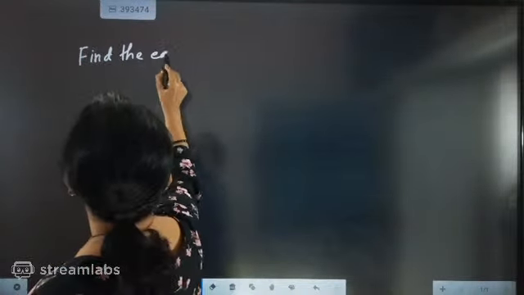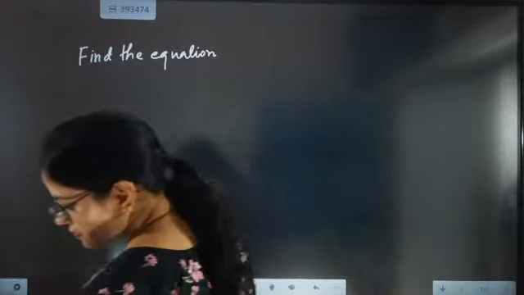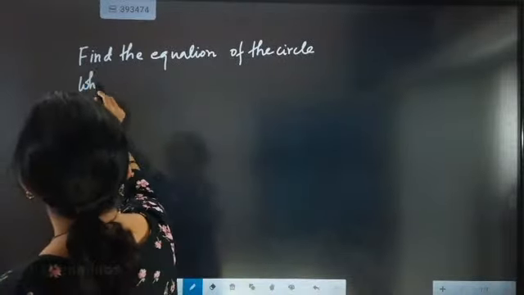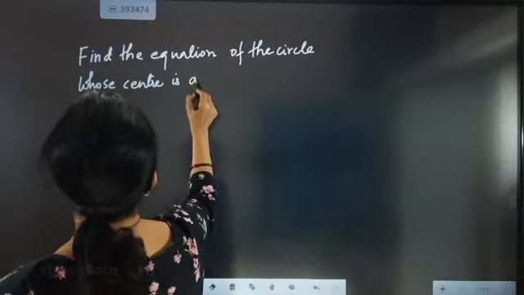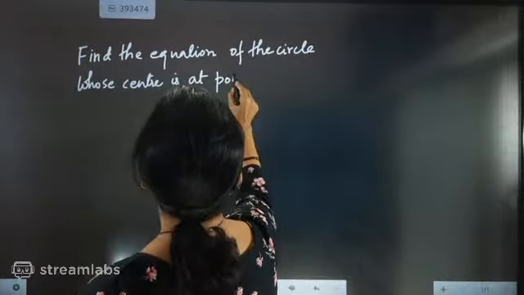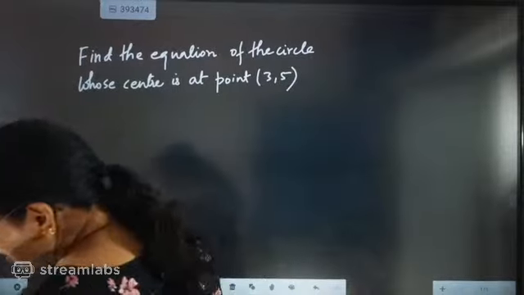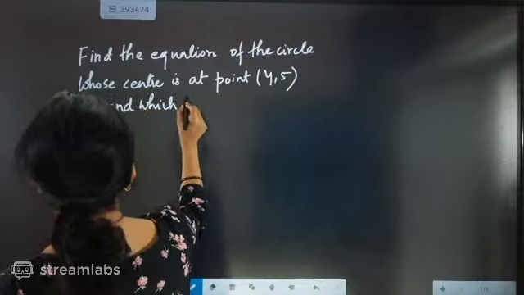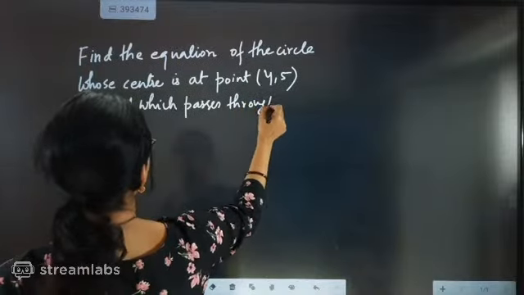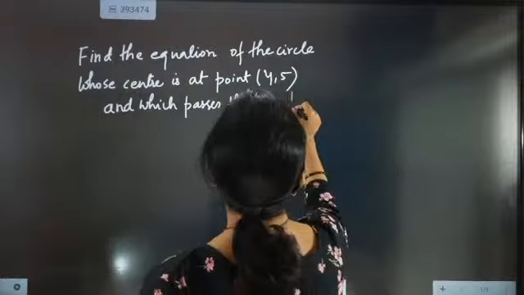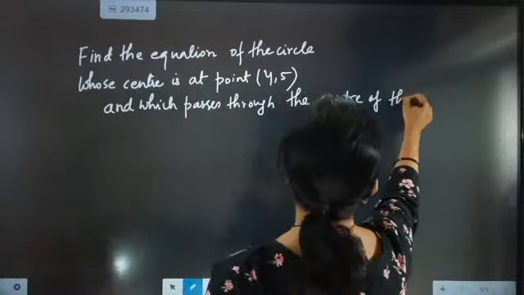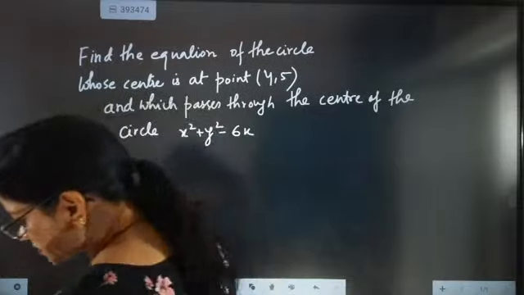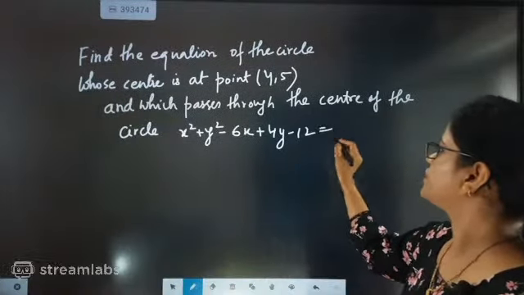Find the equation of the circle whose center is at point 4, 5, and which passes through the center of the circle x square plus y square minus 6x plus 4y minus 12 equal to 0. So this is the equation, beta.